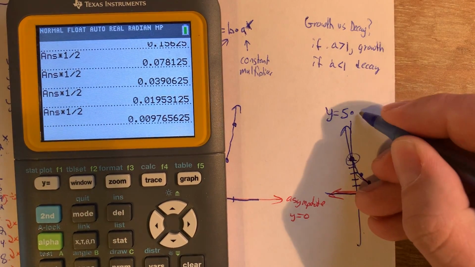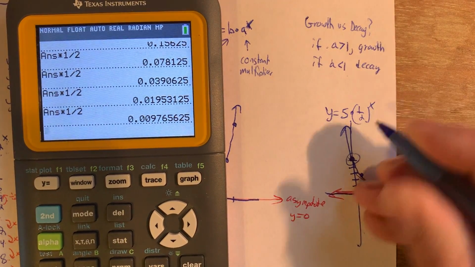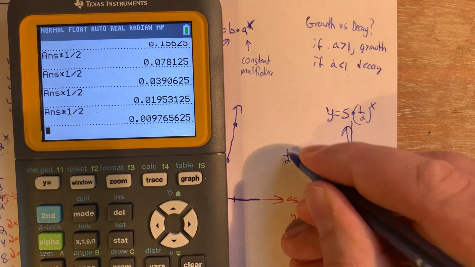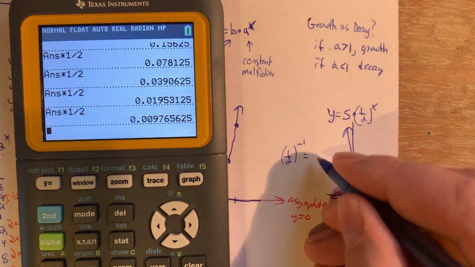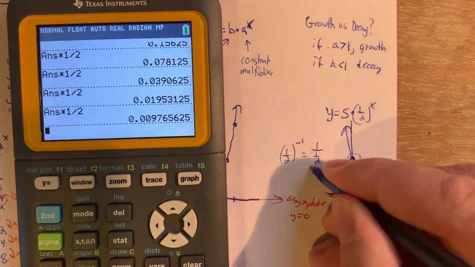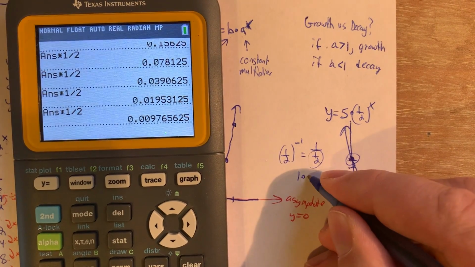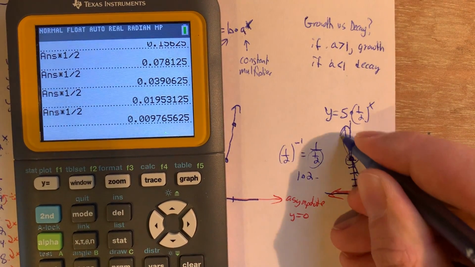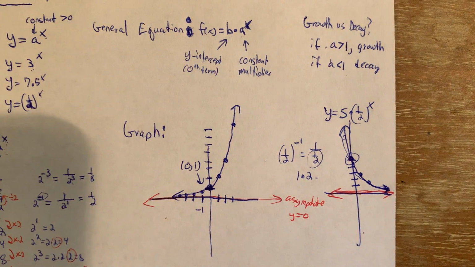On the other hand, when you do a negative exponent, 1/2 to the -1 means 1 divided by 1/2. And dividing by a fraction is the same as multiplying by the reciprocal. So it actually multiplies when you go to the left.